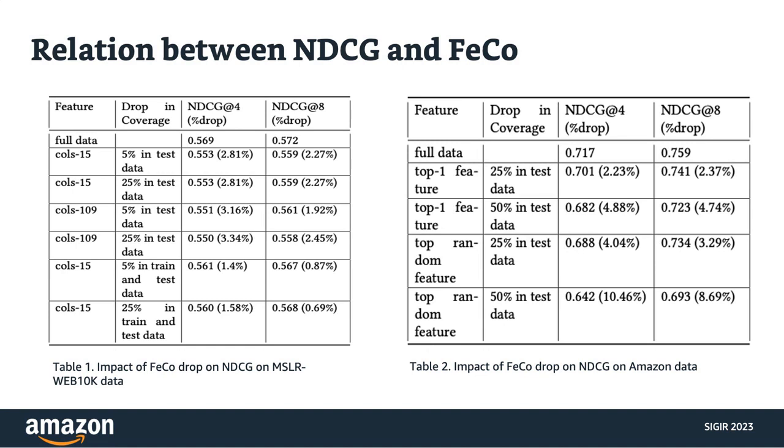We next picked another random feature and dropped the FICO by 25% in the test data, and found the IndiCG at 4 to drop by 4.04% and IndiCG at 8 to drop by 3.29%. On further dropping the FICO coverage by 50%, we see a further and stronger drop in the IndiCG at 4 and IndiCG at 8 metrics.